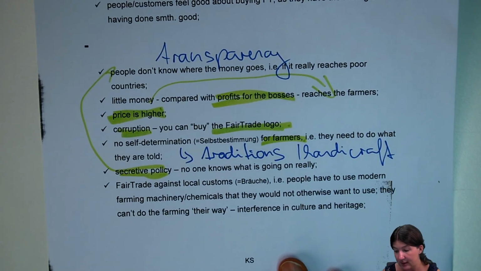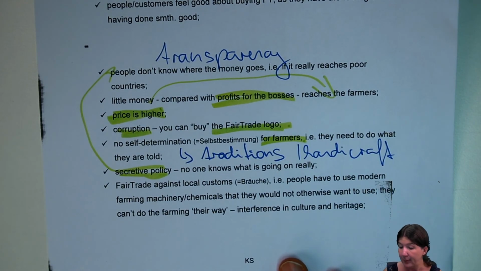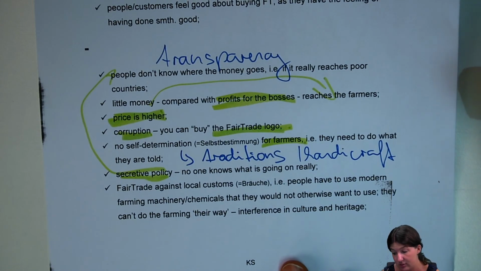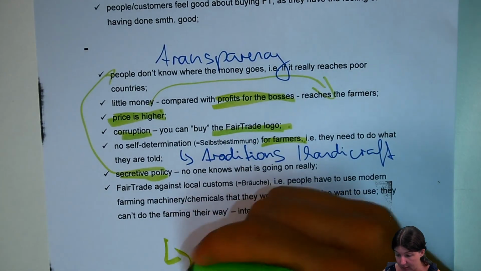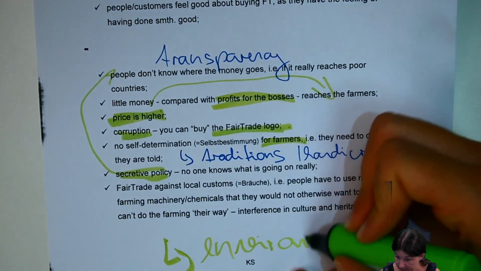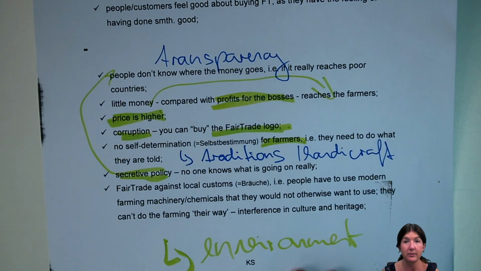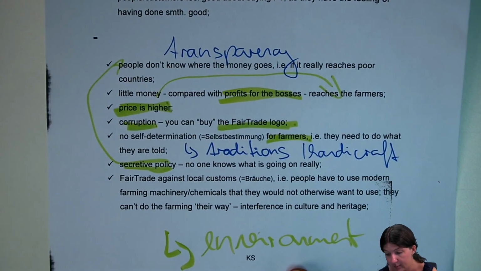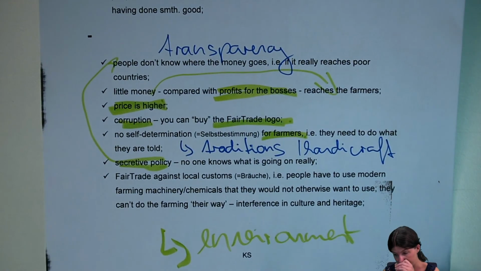The last point, it's against the local customs. People have to use farming machinery and chemicals that they would not otherwise use. So that again is probably bad for the environment. Chemicals and fertilizers and pesticides never really go down well, especially in countries that have never used them before and have no experience with them. So they can't do farming in their own way, which interferes with culture and heritage.